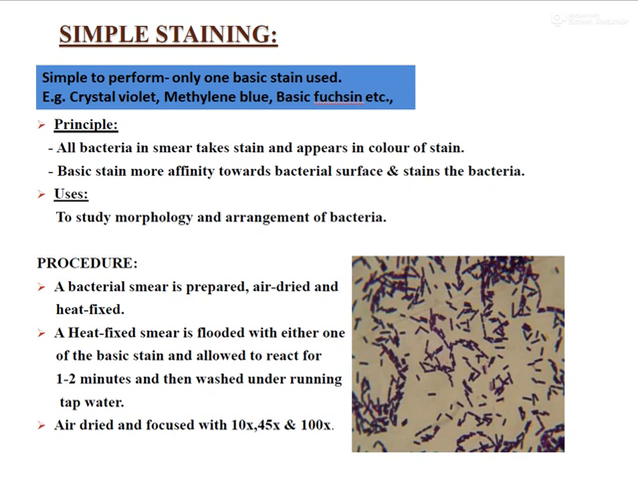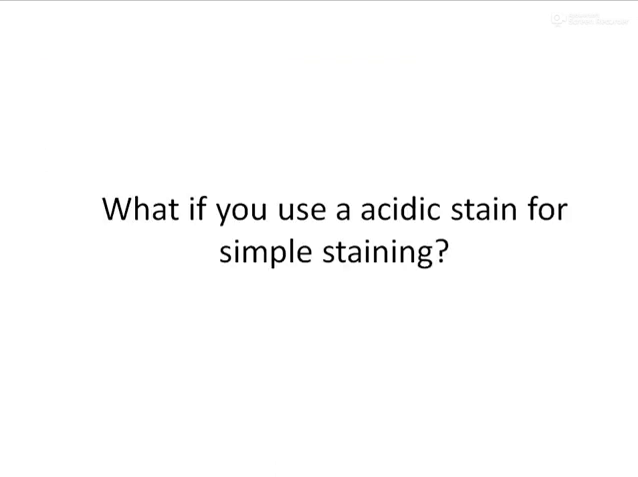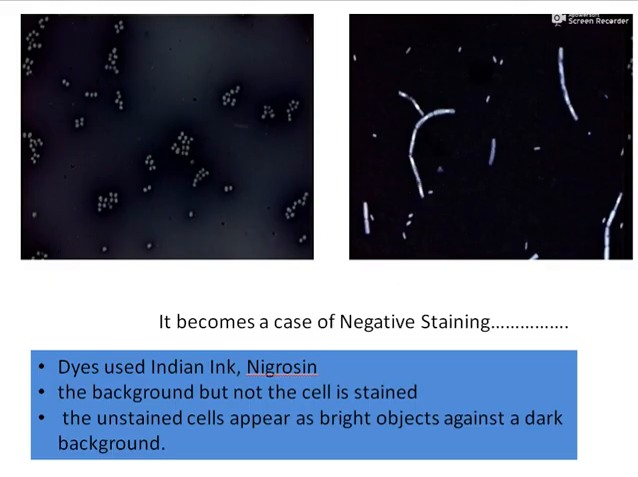These are all basic stains. And basic stains are the ones which bind to the microorganisms because the bacterial surface is found to be negatively charged. Now my question is, what if we use an acidic stain for simple staining? What is the speciality of an acidic stain? An acidic stain does contain negatively charged molecules. So what would be the result if you take a microorganism and use an acidic stain for it?